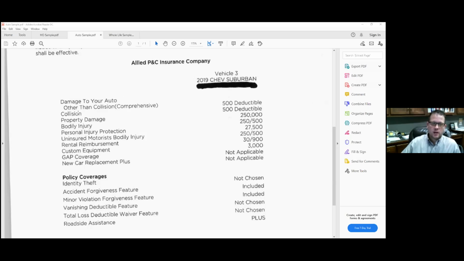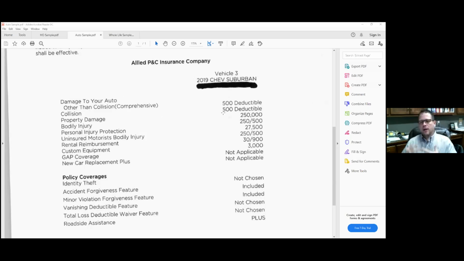Collision is just what it sounds. If I'm running into another vehicle, a building, anything that I'm colliding with except for deer, really, then that is the collision coverage. And again, this is for your automobile, and in this case, we have a $500 deductible applied.